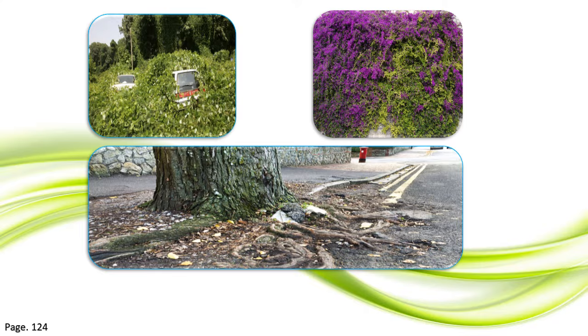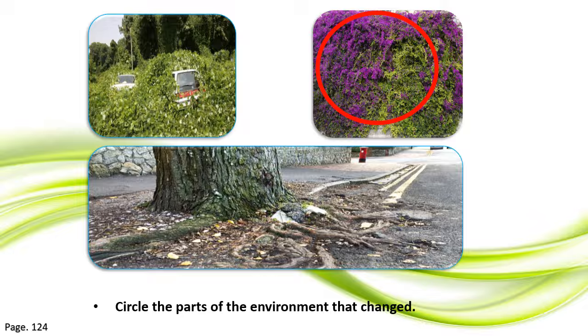Let's move on to page 124 in our science book, where we are asked to circle the parts of the environment that changed. First of all, we are going to circle the picture of this beautiful purple flower. This flower needed a lot of space to grow, and that's why it grew over a wall. We are also going to circle the picture of the car. These plants used the car to get enough space to live and grow. And last of all, we are going to circle the roots of the tree in the third picture. This tree caused a change in the sidewalk and the street because the tree roots pushed and broke the concrete.